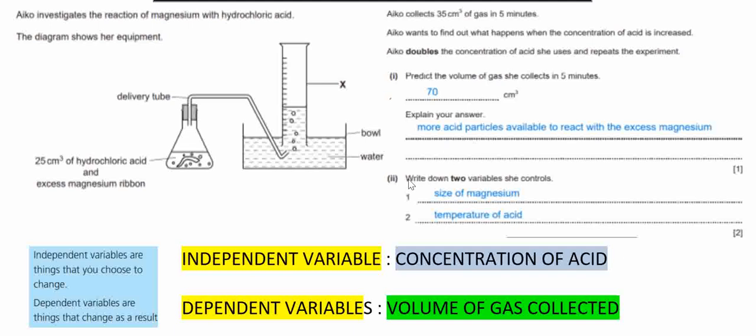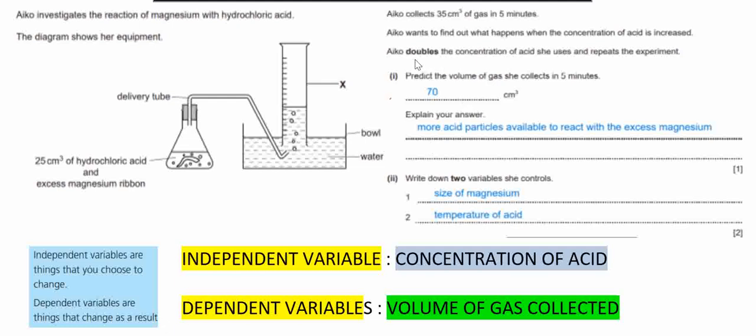Question B: write down 2 variables she controls. Controls means keep the same, or control variables. So here it's clear that it has to be the size of magnesium, or you can say volume of acid, or temperature of acid. Only one thing is allowed to change in each experiment, so Ico can observe the results and it will be a fair test.